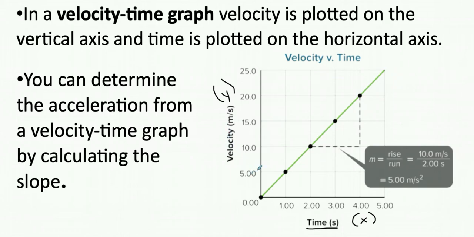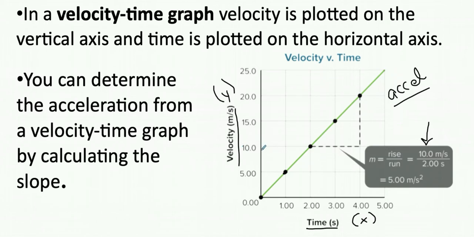So here, we have velocity on the y-axis. At 1 second, we're going 5 meters per second. At 2 seconds, we're going 10 meters per second. At 3 seconds, we're going 15 meters per second. So we can just determine at what time we're at and how fast we're going. We can use the slope of this line to give us acceleration, right? We are seeing the change in velocity, and a change in velocity is acceleration.